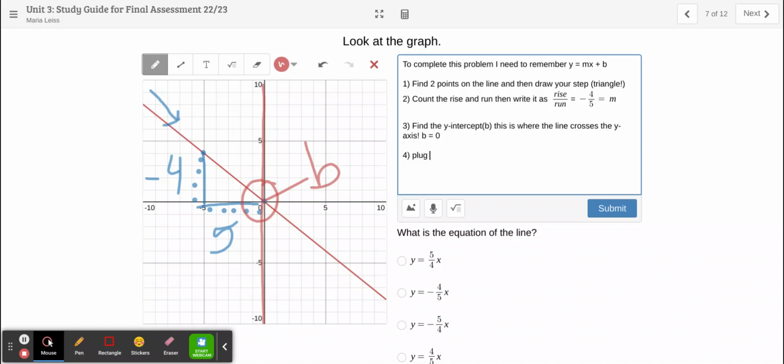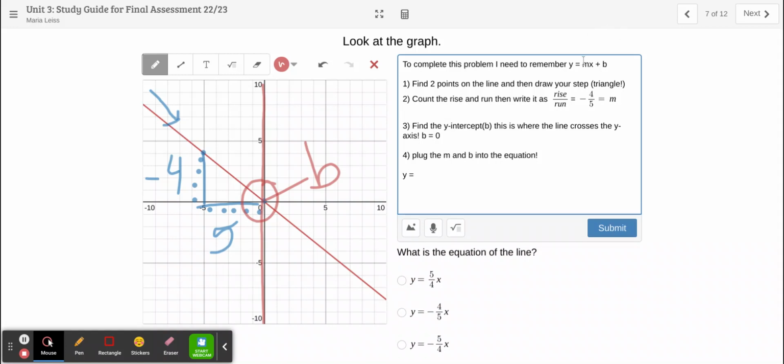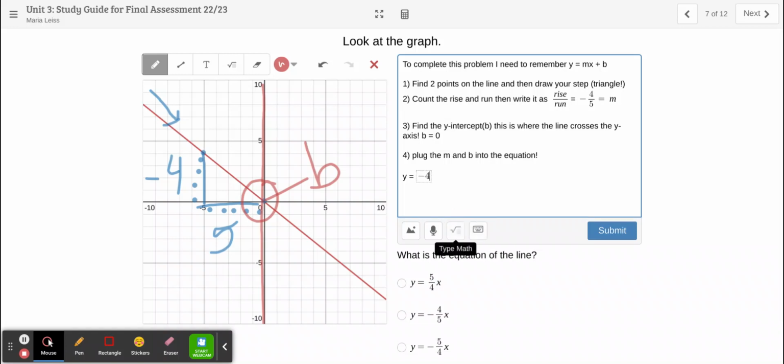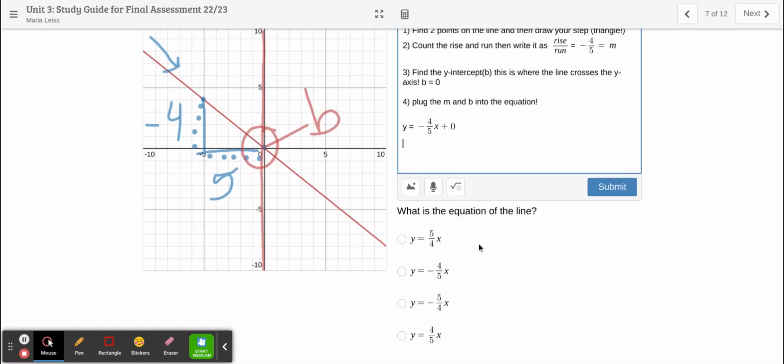Lastly, plug the m and b into the equation. So y equals, what's our m? Negative 4 over 5, yep. Negative 4 over 5, put your x, then plus 0. But what do you notice? If I look at these answer choices down here, none of them have a plus 0. Do you know why? Remember, high schoolers don't put the plus 0. They just leave it. So the correct answer for this one is this right here.